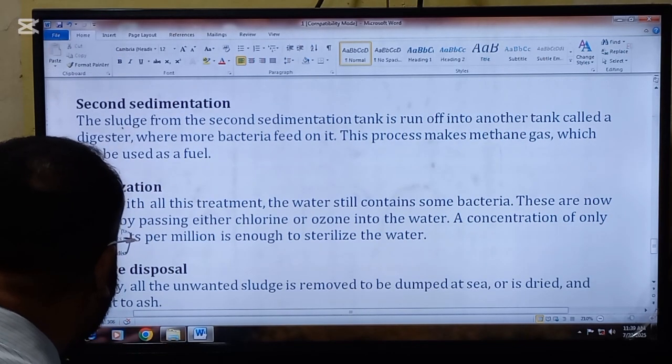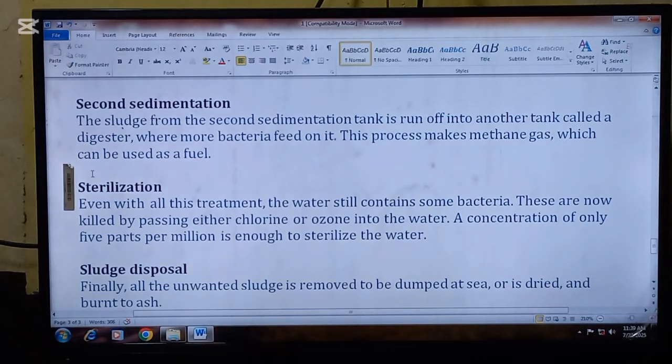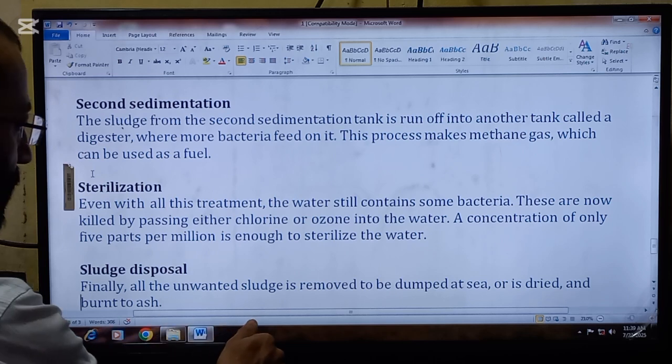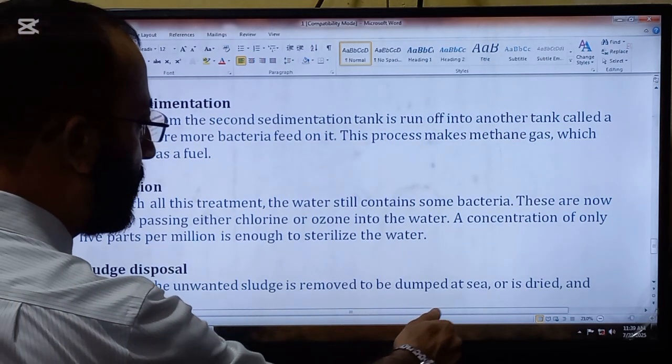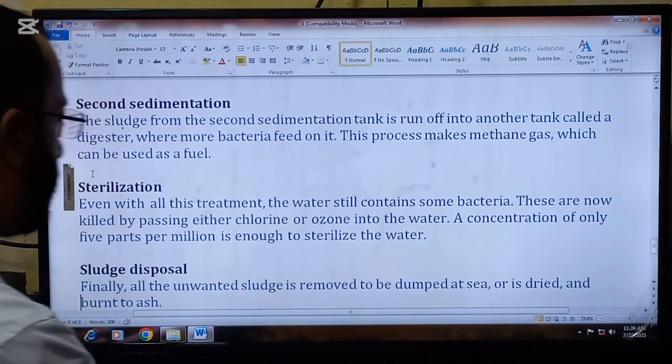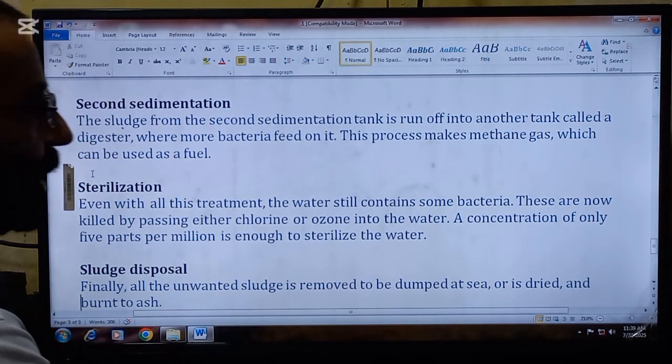The next process, the last one in the purification of water, is called sludge disposal. Finally, all the unwanted sludge is removed to be dumped at sea or is dried and burnt to ash.